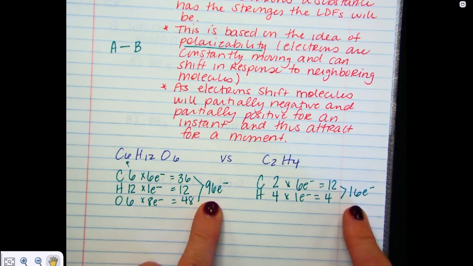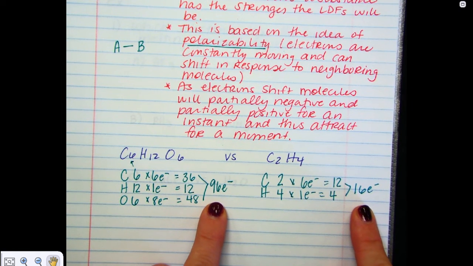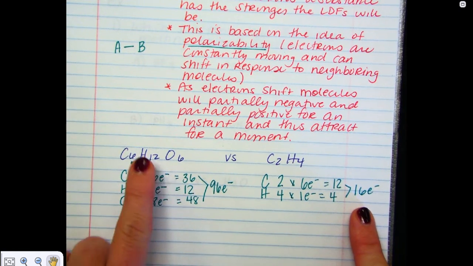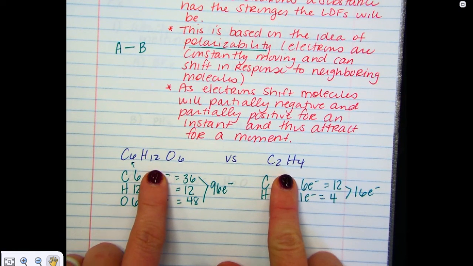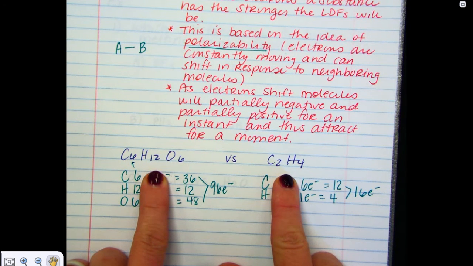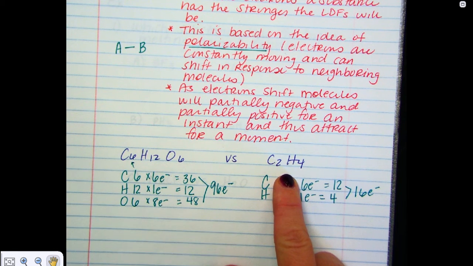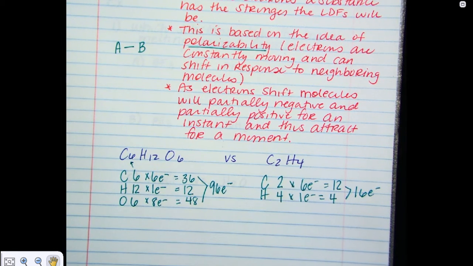Now remember, that's only one piece of the puzzle. We also would have to consider, are either of these polar, and if so, do they also have dipole-dipole attraction? Do they also have hydrogen bonding? Because remember, it's all cumulative. So that's what we're going to look at next, is how to figure out which forces are present in different compounds and then compare them.